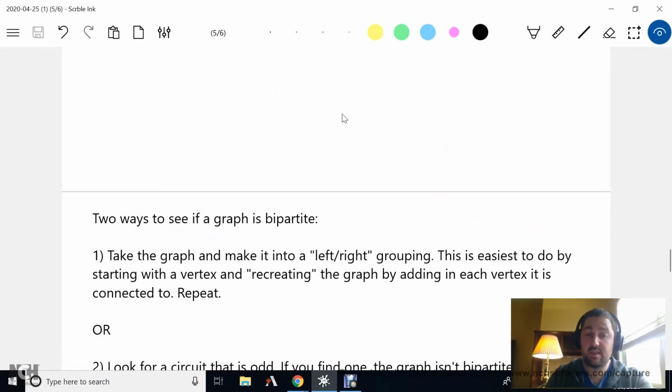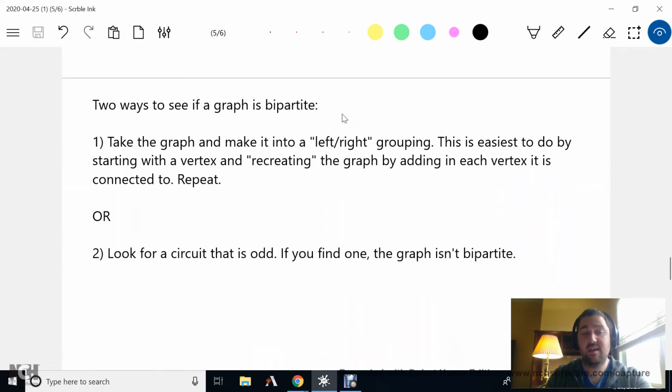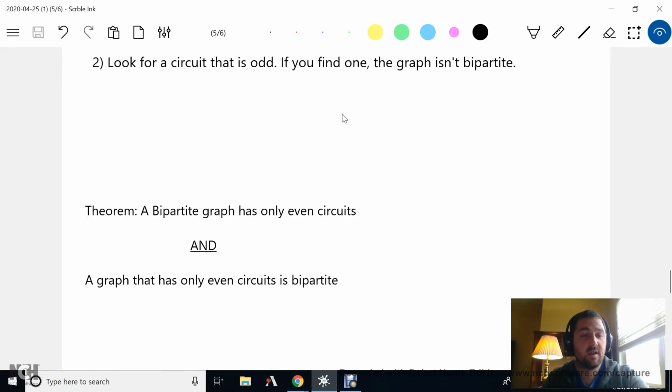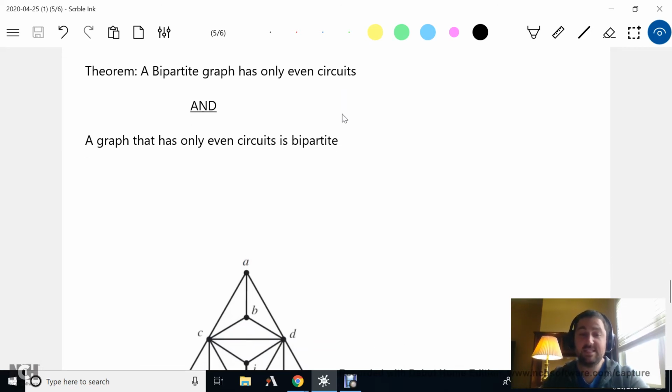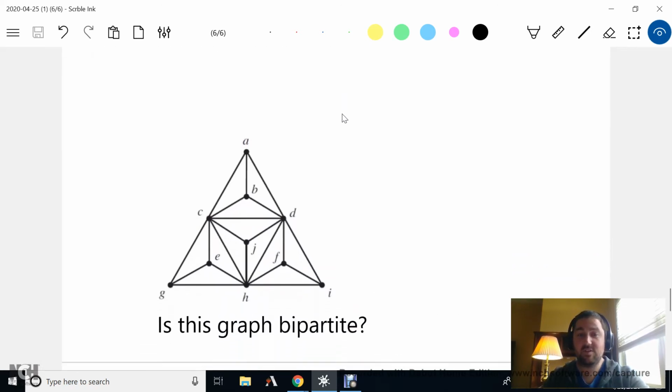The other thing that you can do to see if a graph is bipartite is look for a circuit that is odd. If you find one, the graph is not bipartite. So this prompts a little theorem that we can look at real fast, right? Theorem: a bipartite graph has only even circuits. And the flip side of it is a graph that has only even circuits is bipartite. So this can be really nice because sometimes it's really easy to see that graphs have odd circuits.